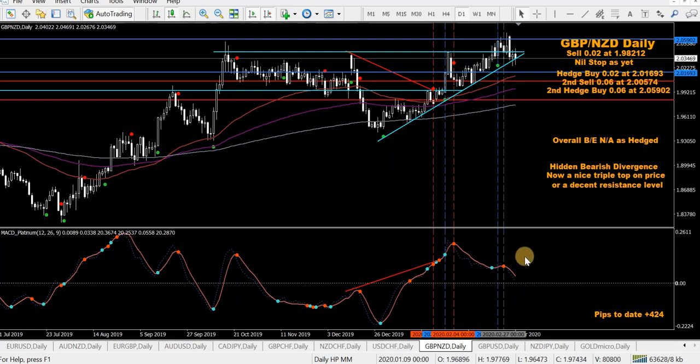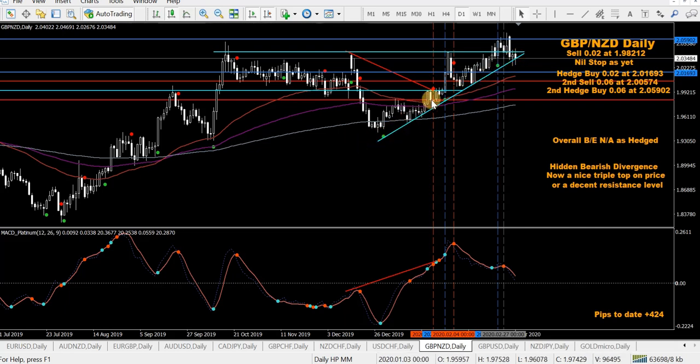MACD Platinum's above the zero level for all these trades still. Took a sell, hedge buy, second sell, didn't go anywhere. Second hedge buy, I thought that was going to come down nicely. I've had this resistance level drawn across here. It's broke up through there, come back down below it again.